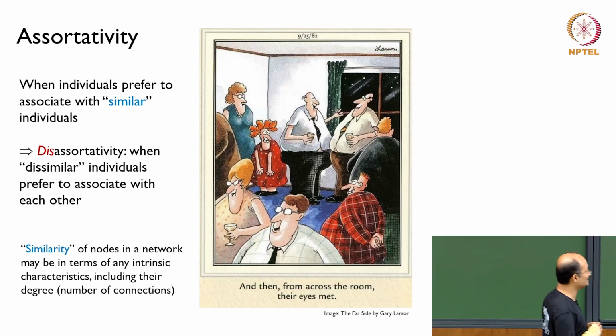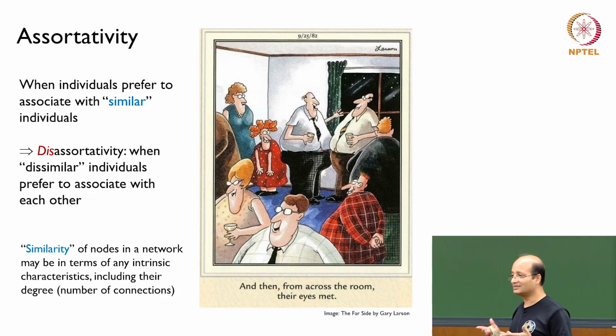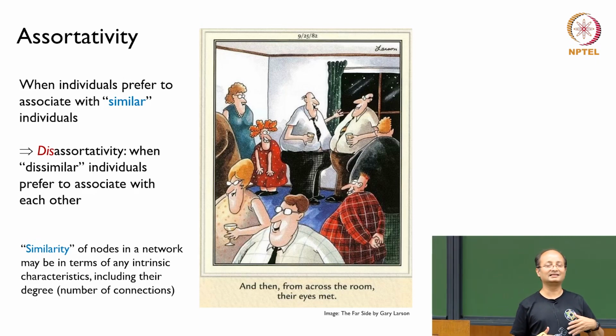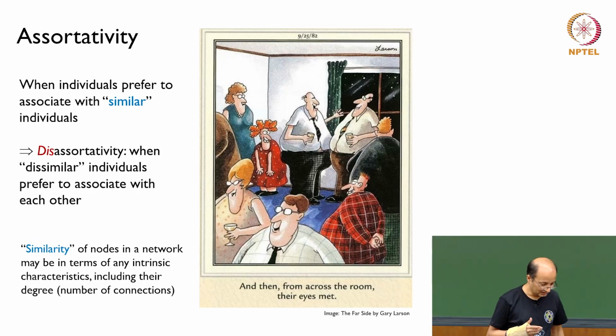So, the simplest thing is to look at degree. We simply ask whether the probability of connecting to another node is associated with the degree of these nodes. You could look at other network properties. For example, you could ask, do high clustering nodes prefer to connect to high clustering nodes, or do high centrality nodes prefer to connect to high centrality nodes? These will also be different types of assortativity, but I will just deal with degree assortativity because that's the simplest and the most dealt with.